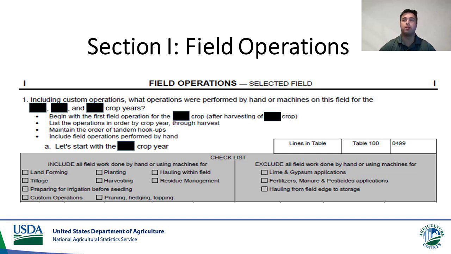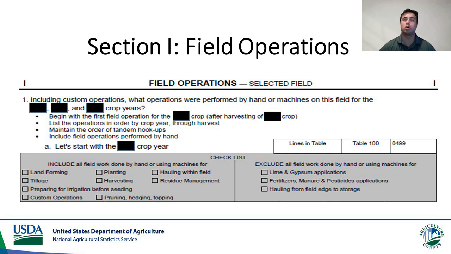Field operations to include are land forming, tillage, preparing for irrigation before seeding, custom operations, planting, harvesting, pruning, hedging, topping, hauling within the field, residue management, and the start and stop of grazing. There is even a handy little checklist at the top of each crop year that you can use to make sure that you're including all field operations in this section. Make sure to exclude any lime and gypsum, as well as any fertilizer, manure, and pesticide applications, as those have already been reported in previous sections.